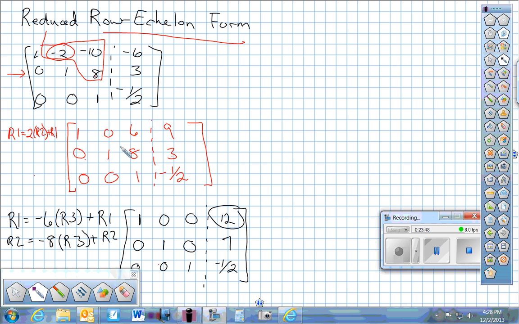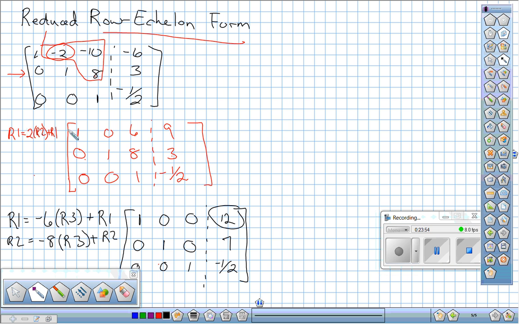So I'm going to go back and check this first step that I did right here. R1 should be 2 times R2, so I should have 2 times R2. That should be 6 and a negative 6. I have no idea what I was thinking, because I should have gotten a 0 right here.